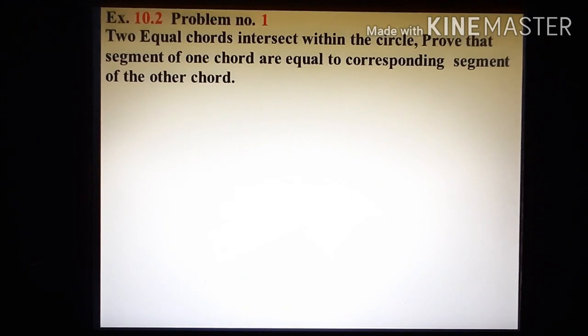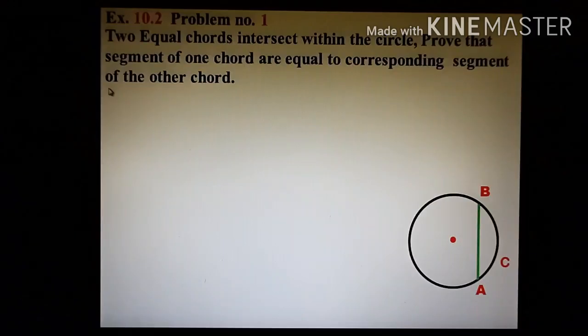My dear, let's see what is the drawing. Yes, here is a circle and here is also a center. This one is a center, my dear. What is the name of this center? O. And AB is a chord and another chord is CD. Okay, and O is the center. AB and CD chords intersect at E. It is required to prove that AE is equal to CE and BE is equal to DE.